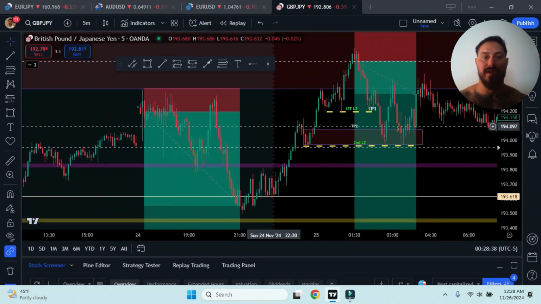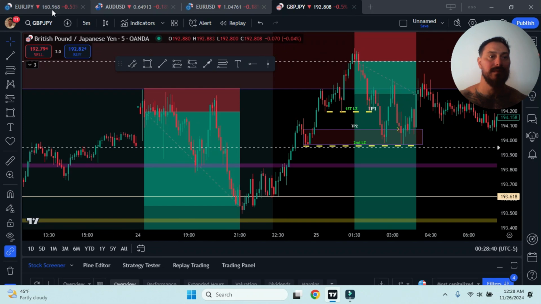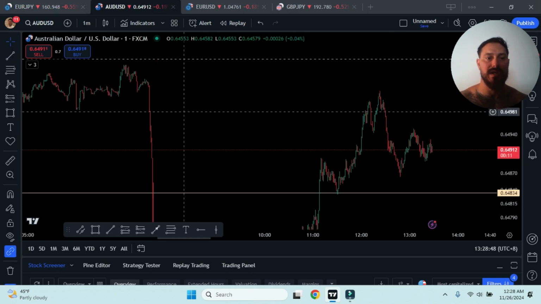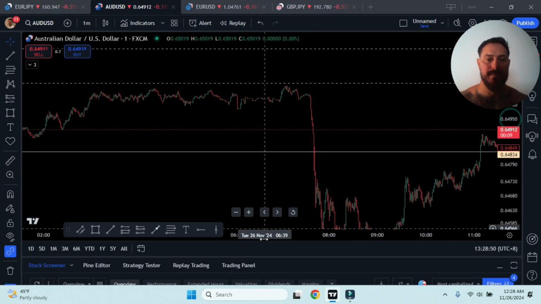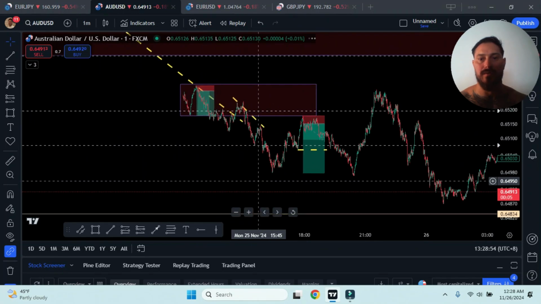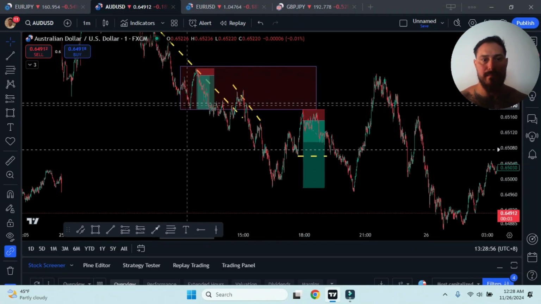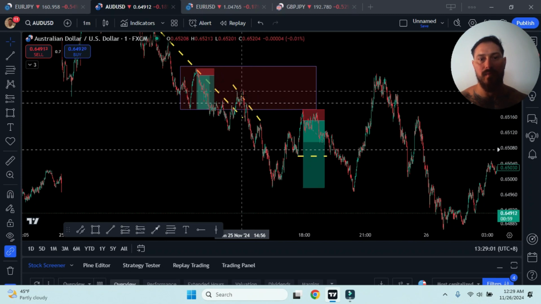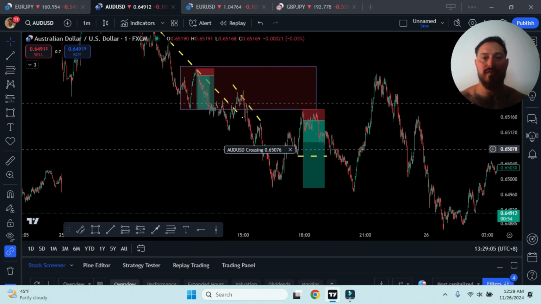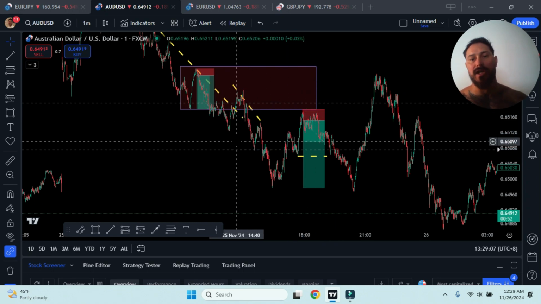All right, these are the trades that I took yesterday, and I will recap them: stop placement and adjustment, including smooth win rates. I'm going to show you the trade that I took yesterday on USD. Okay, so here we have a massive whipsaw, and we have a strike area, right? 1, 2, 3. So ideally, I want to see price move into this area and reject it.